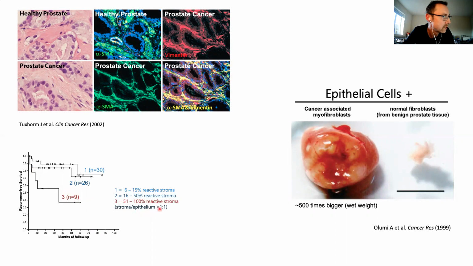And if there's not much reactive stroma in the tissue, the patients do much better. This is a very dramatic example of that in a xenograft. A very simple experiment. We have an epithelial cell as the tumor cell, and you implant that with fibroblasts from benign prostates. So these are men with enlarged prostates. They're not cancerous. This is quite common in men over 50. Or you can take stromal cells from men with prostate cancer.